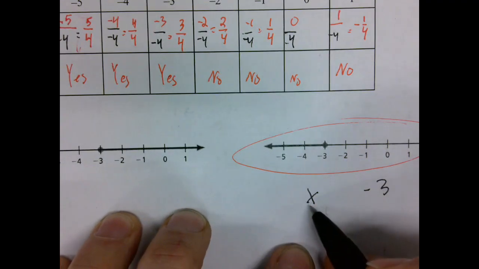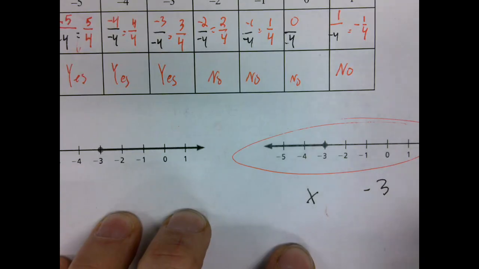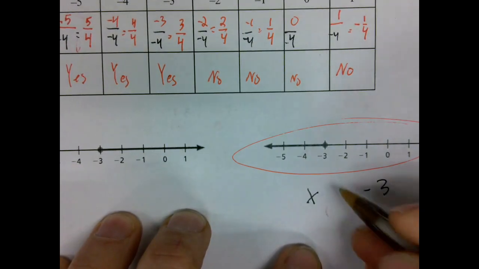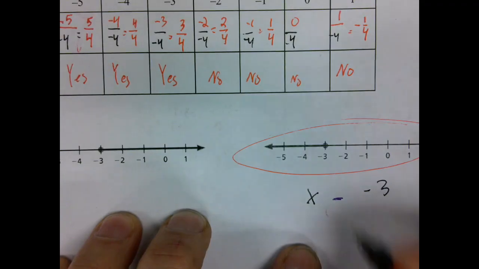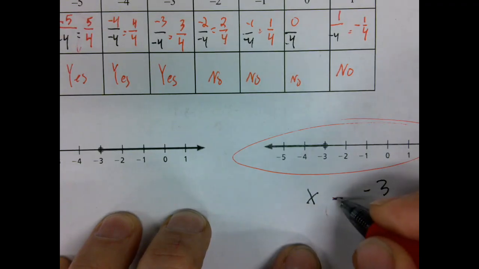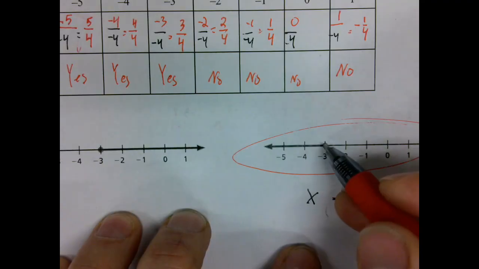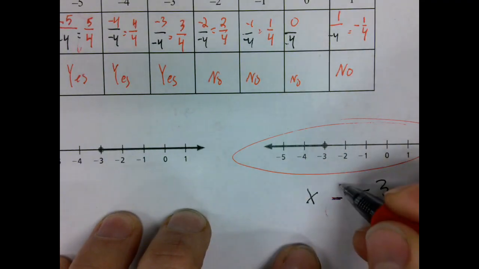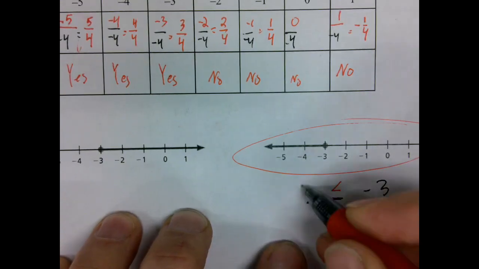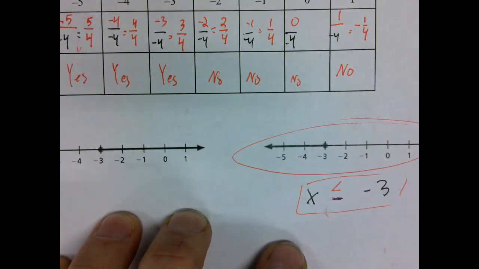So once again, write out that solution. Start with the letter. Then put whatever number the dot is over here. Because it's a closed dot, it's going to have the line underneath of it. And then from there, because the numbers are shaded to the left, they are less than, they are colder than, so x is less than or equal to -3.